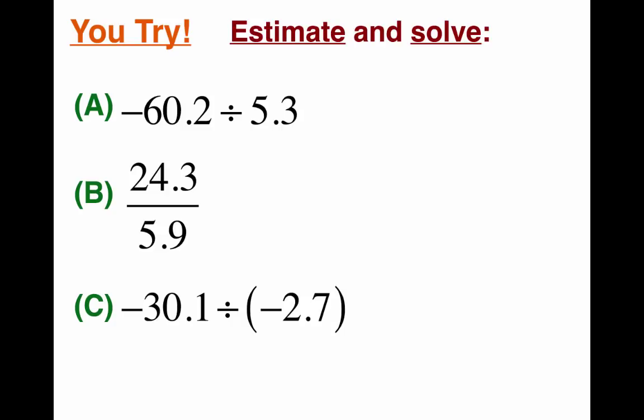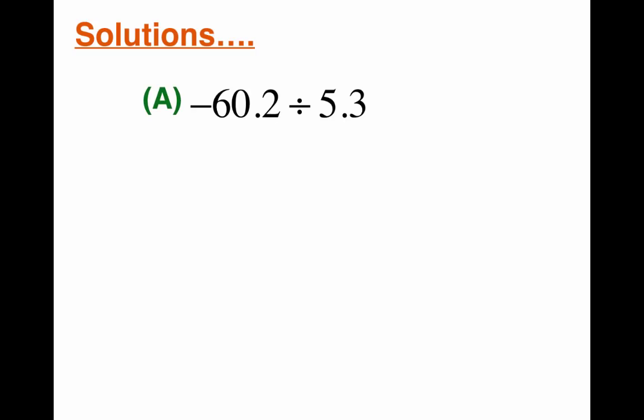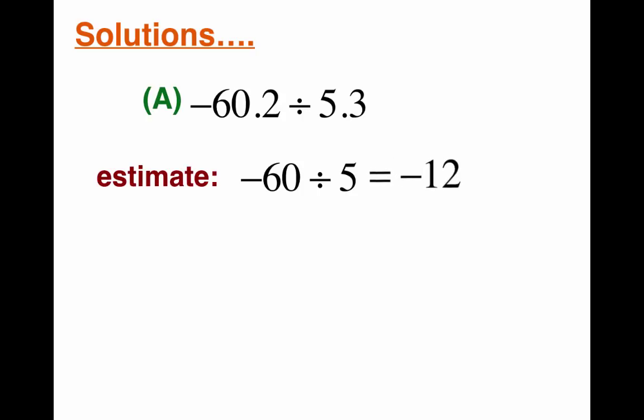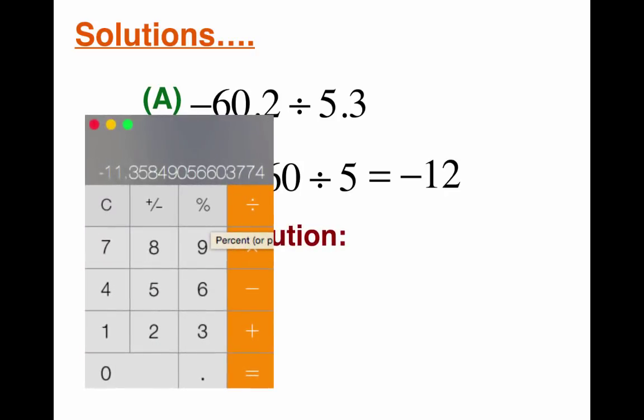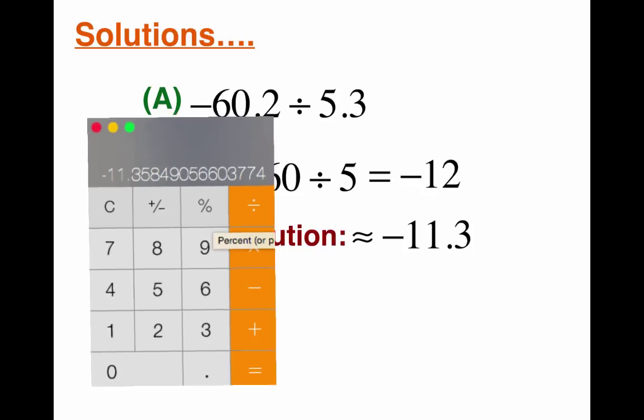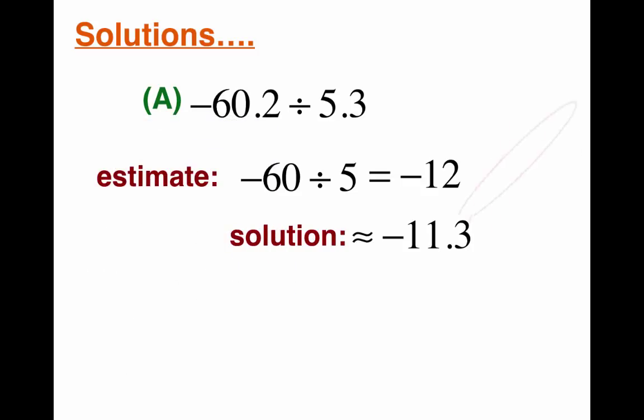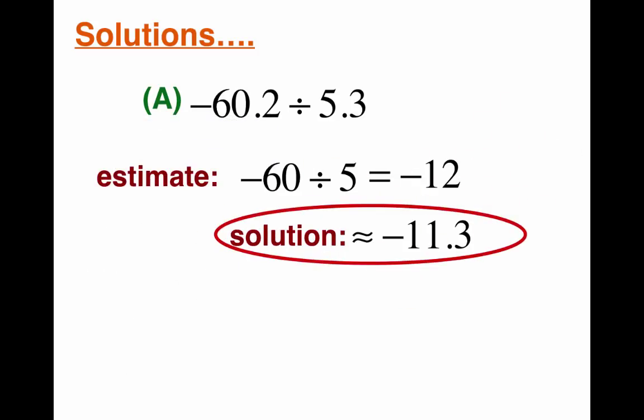Okay, let's check it. All 3 of these are division problems. The first one, my estimate is I'm going to round down to negative 60 and 5. They don't match, so I'm expecting a negative 12 answer because of that. And the solution is actually, let's see, there it is on a calculator, negative 11.3584 and so on. So about negative 11.3, which is very close to negative 12, so that seems pretty reasonable. Hopefully you got the same thing.